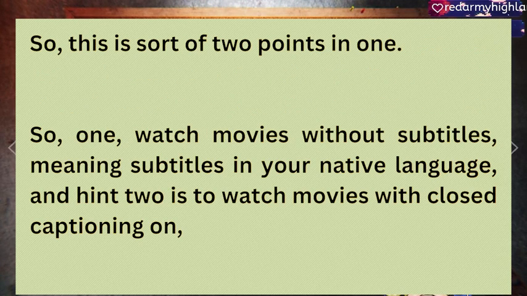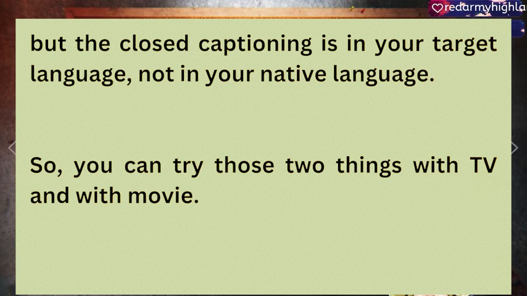So, this is sort of 2 points in one. 1, watch movies without subtitles, meaning subtitles in your native language. And hint 2 is to watch movies with closed captioning on. But the closed captioning is in your target language, not in your native language. So you can try those 2 things with TV and with movies.